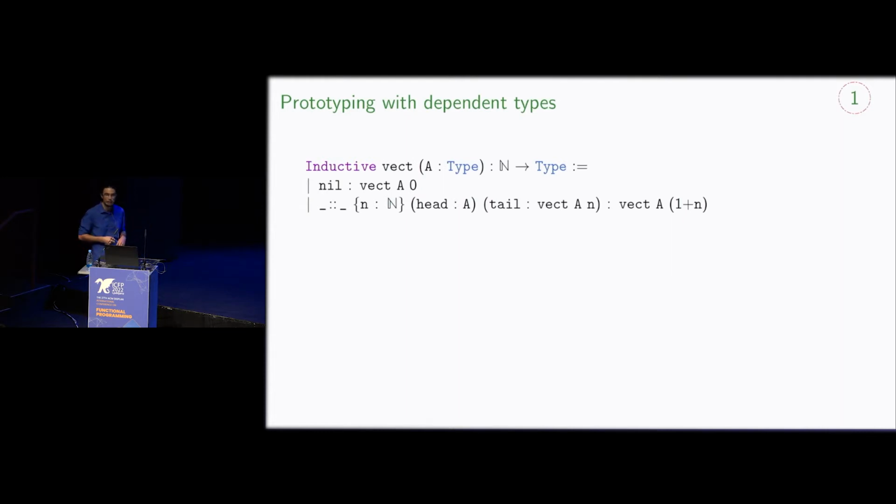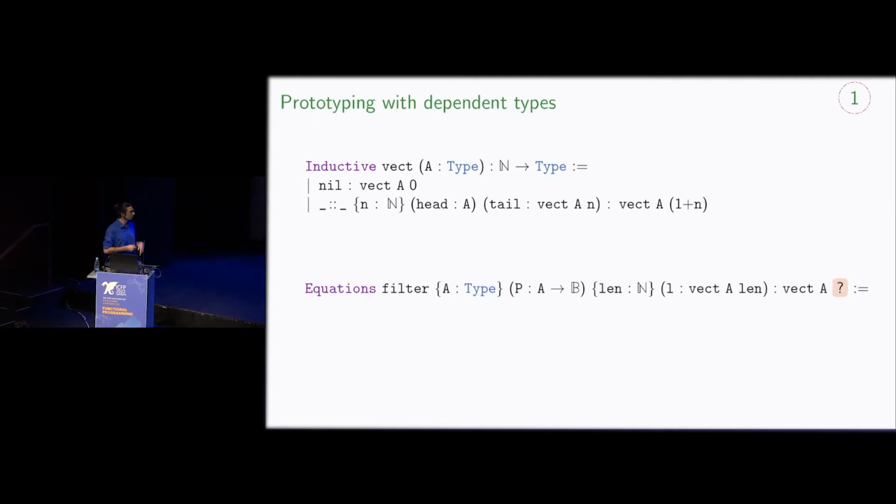a base type A, and a specification of a size of a list that is given by a natural number. We have two kinds of vectors: the empty vector, which has size 0, and the cons of a head on top of a tail of size n, which is of size successor of n. On such vectors, we might want to define various kinds of functions, such as map or filter.